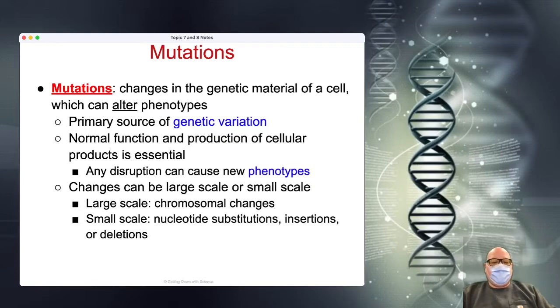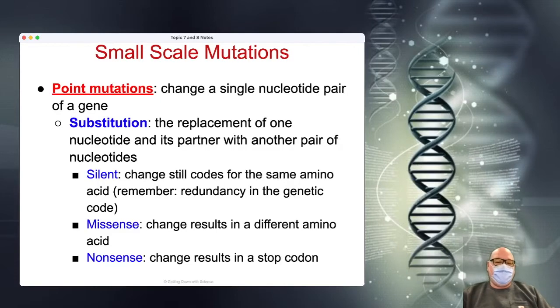Okay, let's move on and talk about small-scale mutations and how they can happen. So with small-scale mutations, we're going to call those point mutations because they happen at a single nucleotide, okay? And there's a couple ways those can happen. You have ATGC, and one way that can happen is to switch one of those bases with another. Okay? And there's a couple different results, okay?